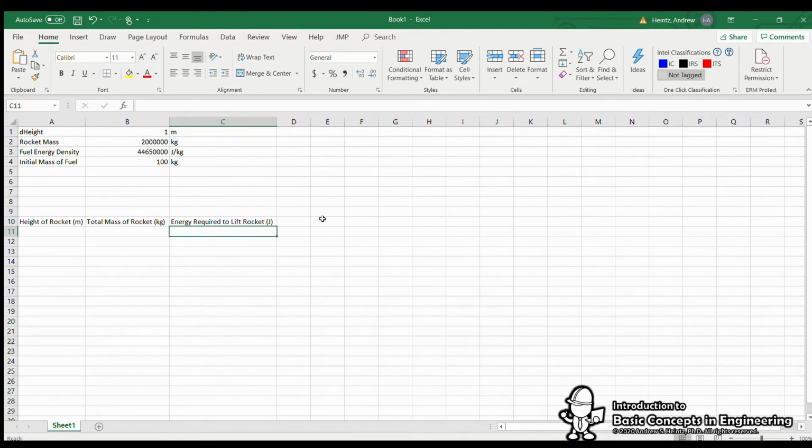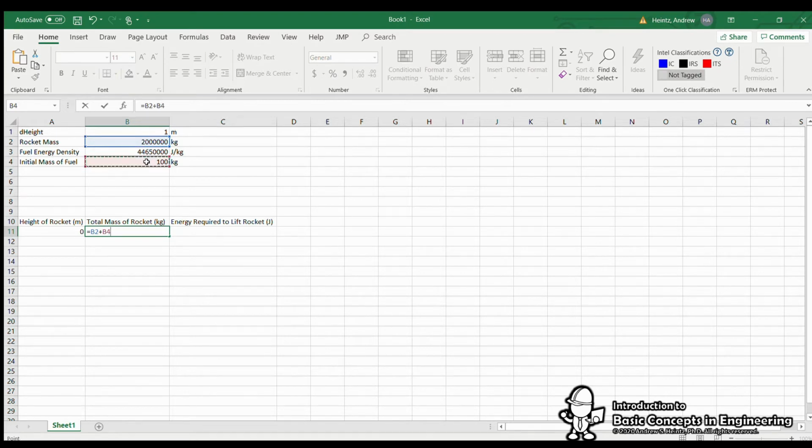Okay, so there are a couple more labels we need to add, but let's go ahead and start building our sheet. So what is the initial height of our rocket? It is 0 meters. It's on the ground. Okay, what is the total mass of our rocket? Total mass of our rocket is the actual rocket mass plus the initial mass of fuel. So for our formula here we're going to go equals, and then we can just reference this cell right here, add a plus sign, and then reference B4, which is the initial mass of fuel.